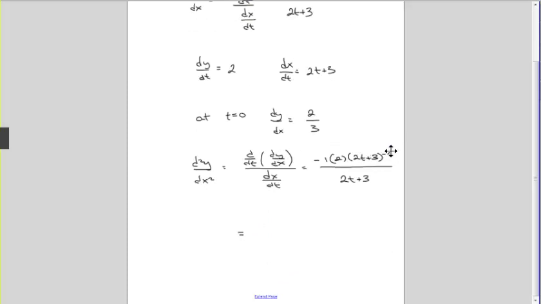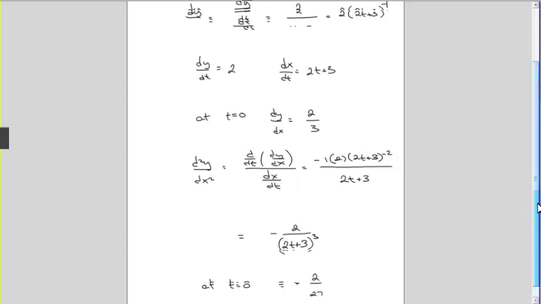So I have (2t + 3)^(-2), and if we take that to the denominator, we'll end up with -2 divided by (2t + 3) quantity cubed. And so at t = 0, we actually get a negative number, so that's somewhat surprising. The second derivative will be -2 divided by, if you put t = 0 in there, you'll get -2 over 27, which is concave down.